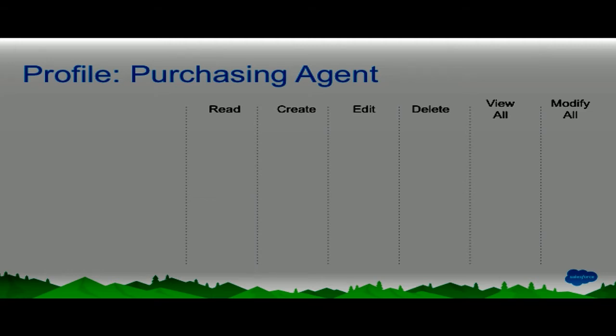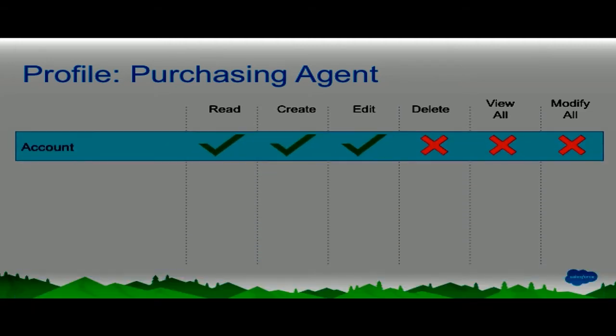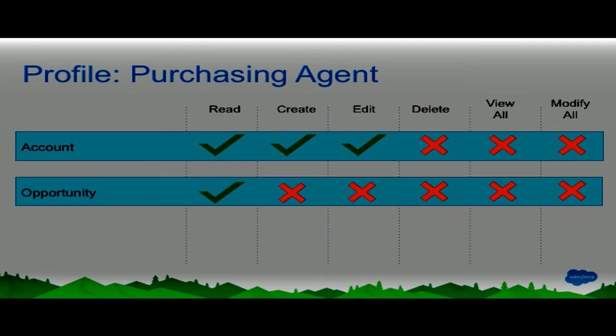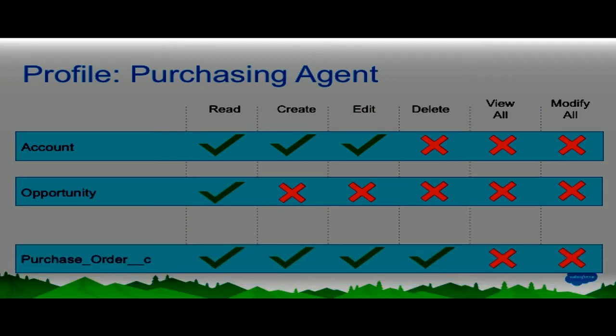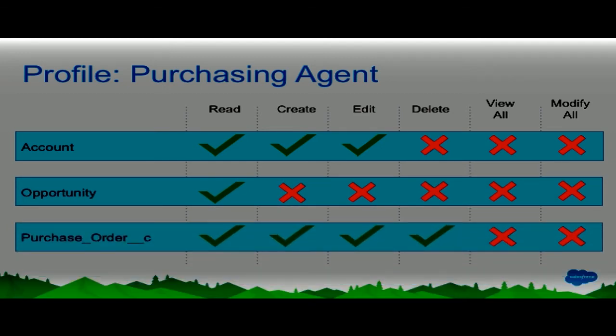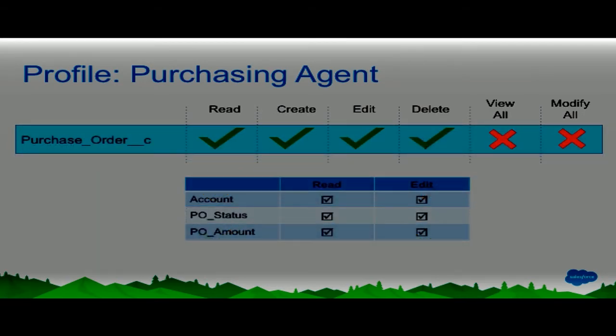So we have a profile called Purchasing Agent that we've created, and the Purchasing Agent has read, create, and edit access to accounts, but can't delete them. They can only read opportunities, and we have a custom object in this org called Purchase Order. As you might expect, the Purchasing Agent has pretty much full access to the Purchase Order object, and they also have full access to all the fields in the Purchase Order object.